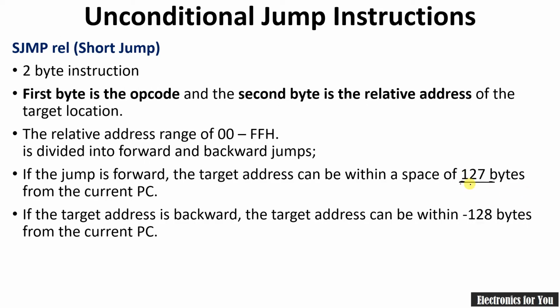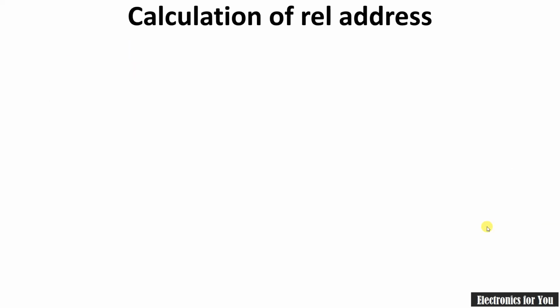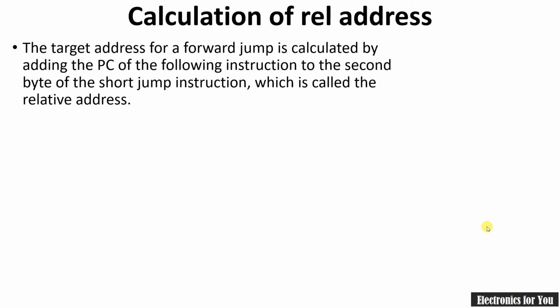See here, the forward jump is +127 bytes, whereas the backward jump is -128 bytes from the current value of the program counter. The higher byte will remain as it is, and only the lower byte will be considered as a relative address, and accordingly the program execution will jump.